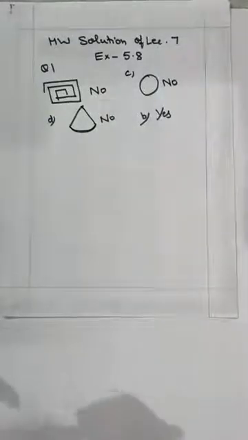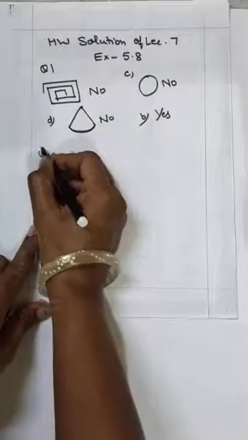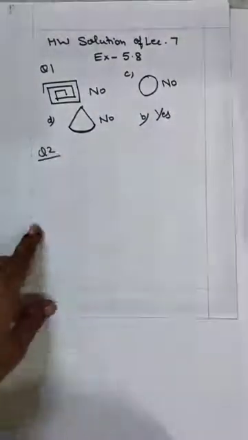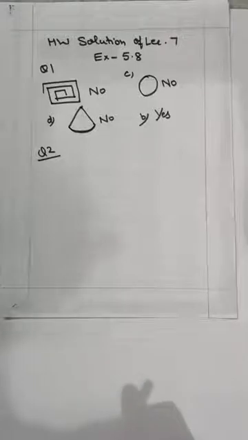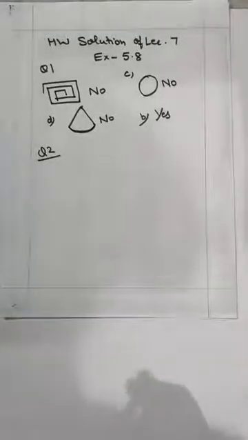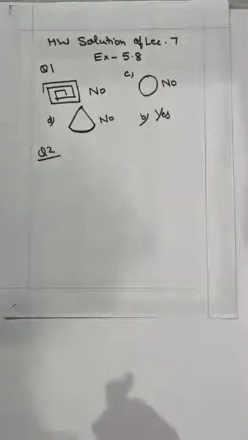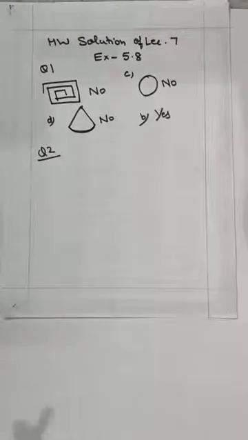Second question is, name each polygon. You have to name. I have told you how to give name of a polygon by its sides. In first figure, 4 sides are there. So it is a quadrilateral. In B, it is 3-sided. So it is a triangle. C, it has 5 sides. So it is a pentagon. And in D, it is 8 sides. So it is an octagon. So polygon names we can give by its sides.